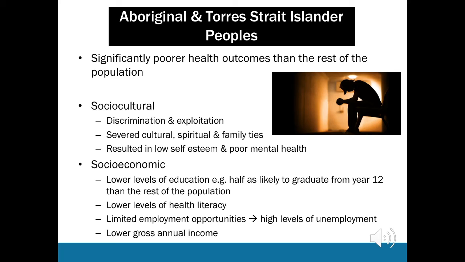Then we've got socioeconomic, so this relates to lower levels of education. They're half as likely to graduate from year 12 than the rest of the Australian population. Lower levels of health literacy, limited employment opportunities, and lower gross annual income. It's also really important that you use the technical language. It shows the marker that you know what you're talking about. Using words like health literacy will really help you, but also remember to use that in context. So health literacy is someone's ability to receive information, retain that information, and use that health information for the betterment of their own health.